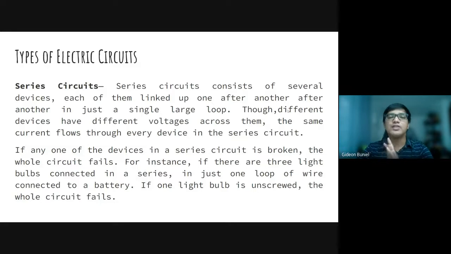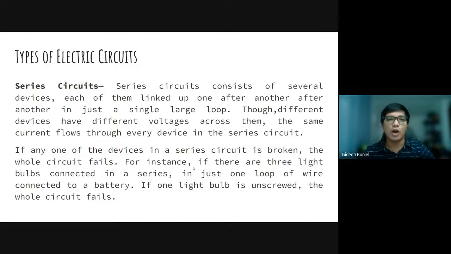loop. Let's relate this to reality. If we have series lights, since it's Christmas now, that's one example of a series connection, because the bulbs in series lights, as we call them, are connected from the endpoint of one to the endpoint of the other. Okay? Though different devices have different voltages across them, the same current flows through every device in a series circuit. If any one of the devices in a series circuit is broken, the whole circuit fails.